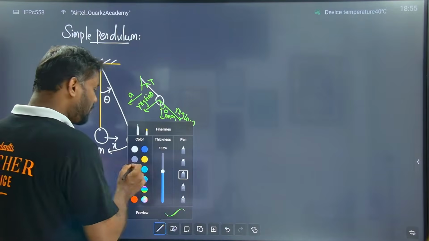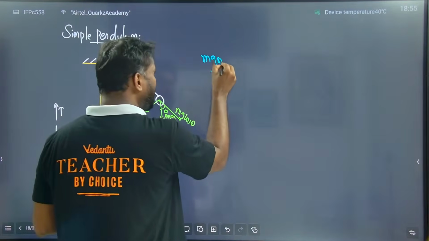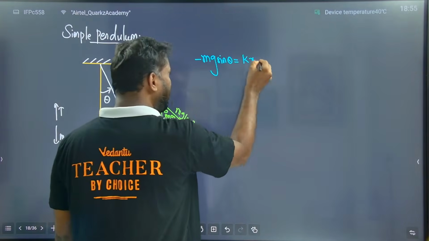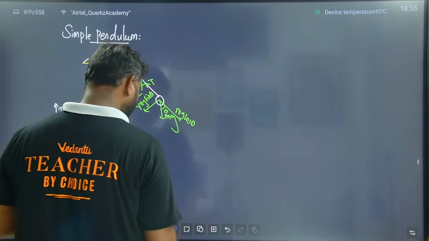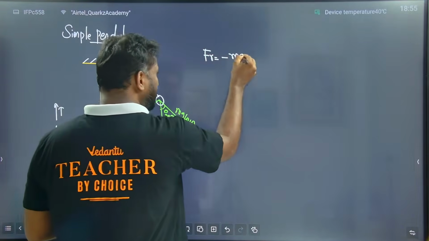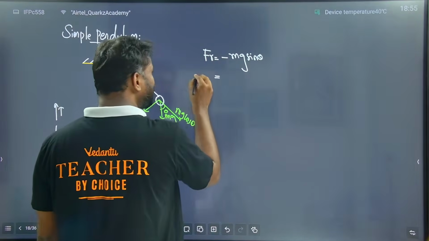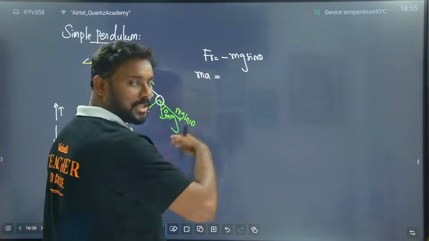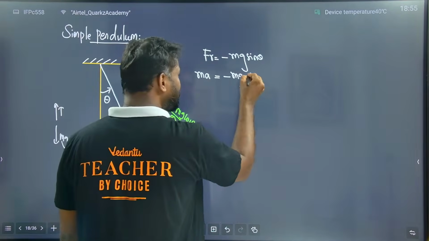So if you substitute here, what will you get? mg sin theta is equal to the restoring force. So this is Kx. Clear? Because restoring force is equal to mg sin theta. Because it is a small angle, we can represent the restoring force as m into a, just m into a. So the acceleration is mg sin theta divided by m, because it is a small angle theta.